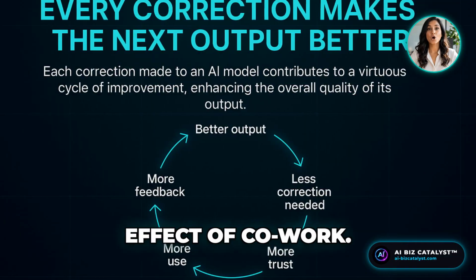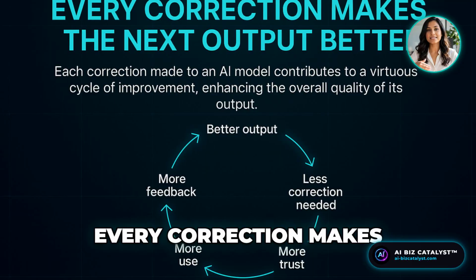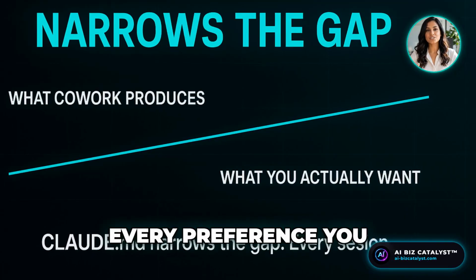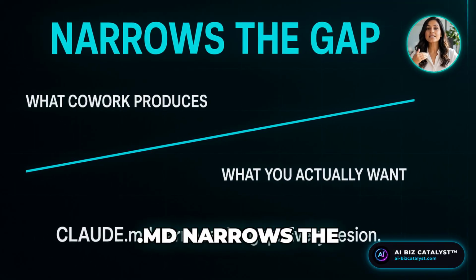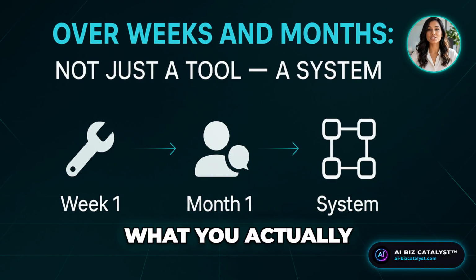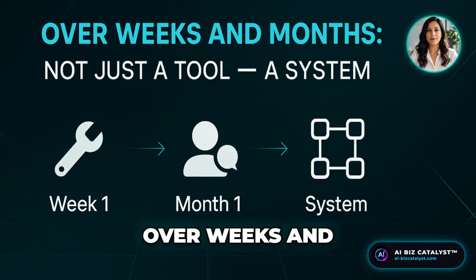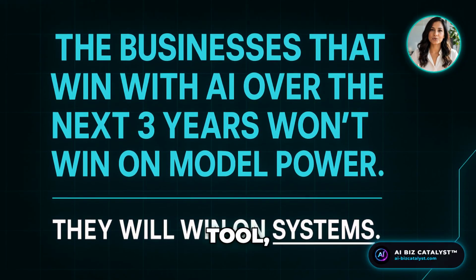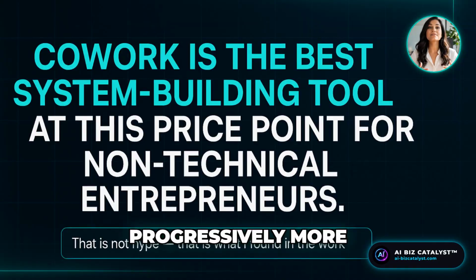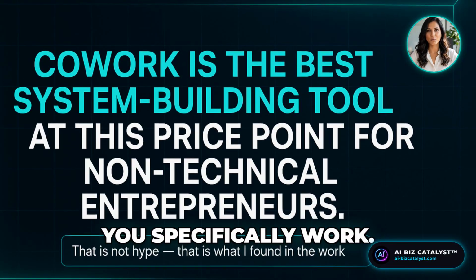That's the compound effect of CoWork. Every correction makes the next output better. Every preference you add to Claude.md narrows the gap between what it produces and what you actually want. Over weeks and months, you're not just using an AI tool, you're building a system that gets progressively more accurate about how you specifically work.